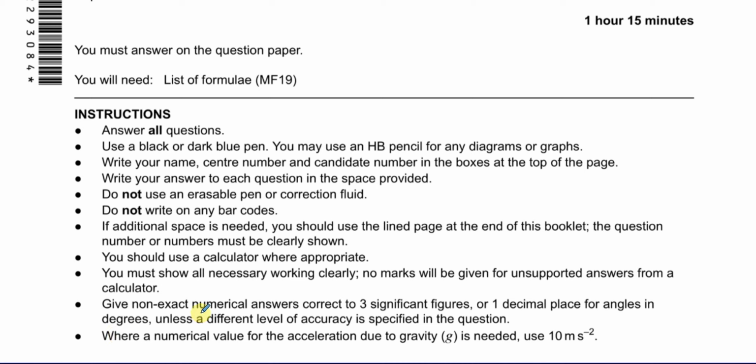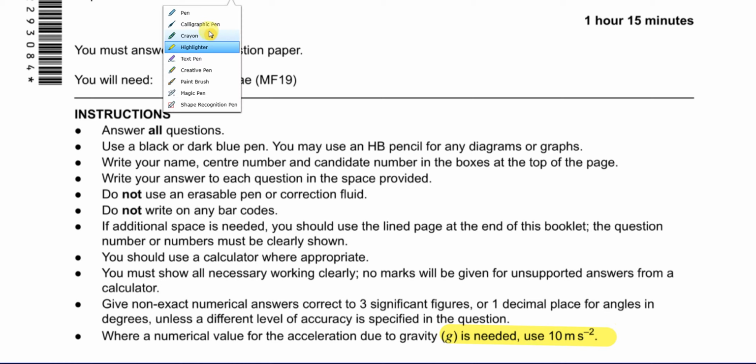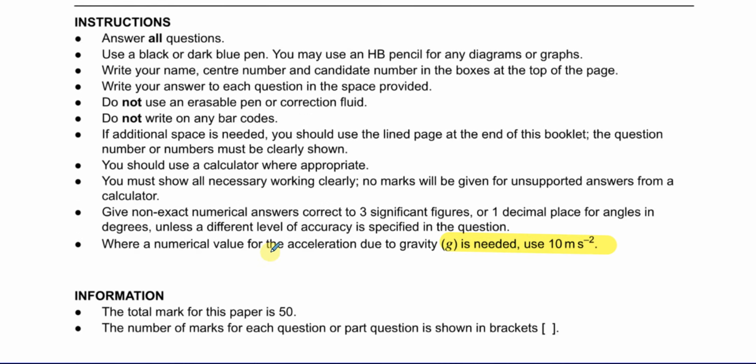Give non-exact numerical answers correct to 3 SF, or 1 decimal place for angles in degrees, which is the same as what we learned in, for example, IGCSE. And the important one here, which is not the same as some other boards like Edexcel, is that we use 10 for g, 10 meters per second squared. In some other examining boards, they use, for example, 9.8 or 9.81. But in the Cambridge board, we use 10 as our value for g. So that's an important point.